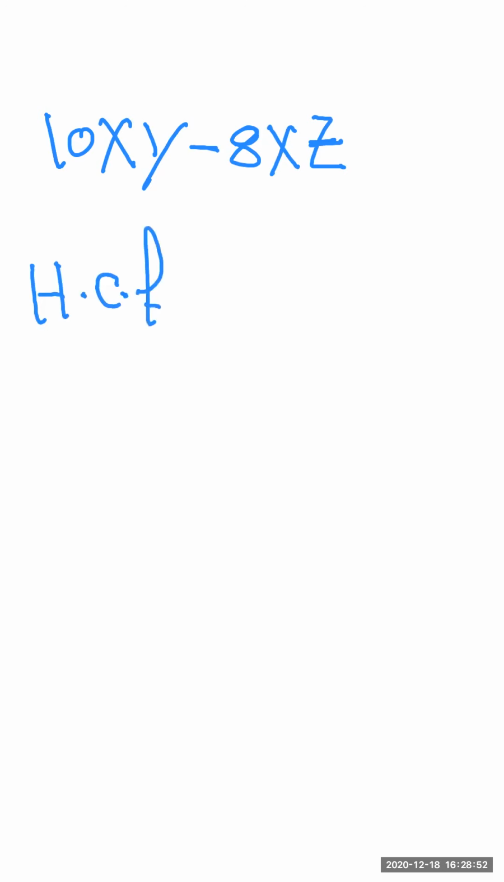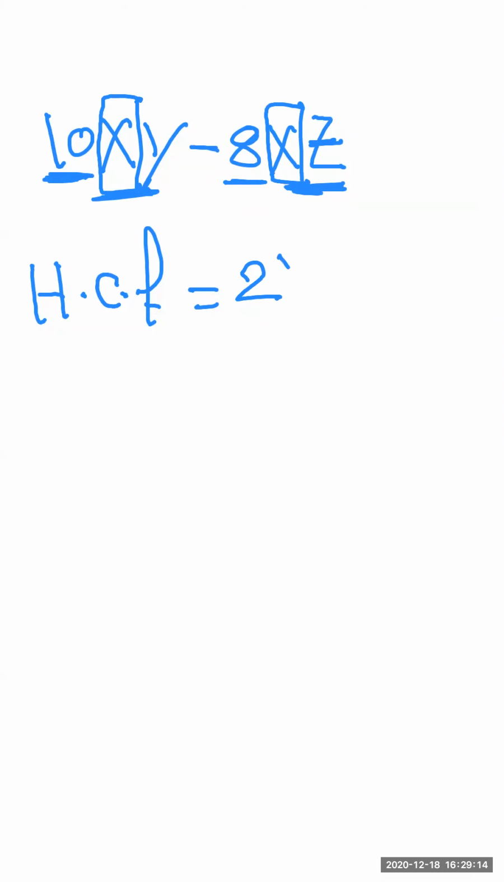10xy minus 8xz. Okay, now I have to get the HCF, the first step. Guys, 10 and 8, what is the highest common factor here? Actually, 10 and 8 is divisible by 2, so 2. Now, xy and xz. Okay, so there is one common here, x and x, so 2x only.